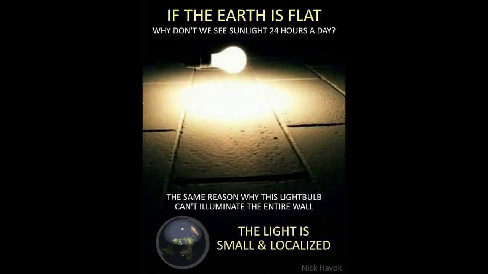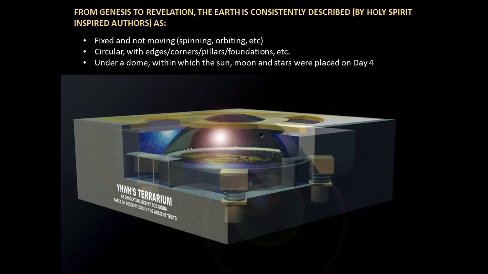But I'm going, well, wait a minute. If we're on a circular, still, flat Earth set on pillars under a dome within which the sun, moon, and stars were placed on day 4, according to the Bible, then the sun and moon and the stars are what's moving, not the Earth, and therefore they are a lot closer and a lot smaller, as I've mentioned in the previous segments.